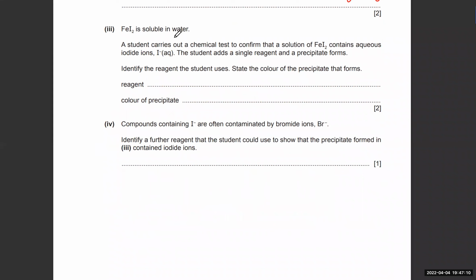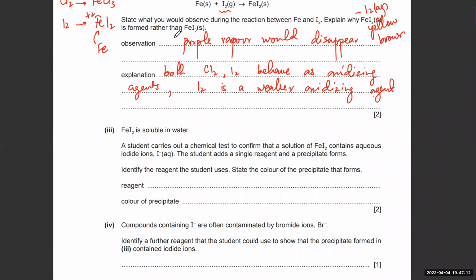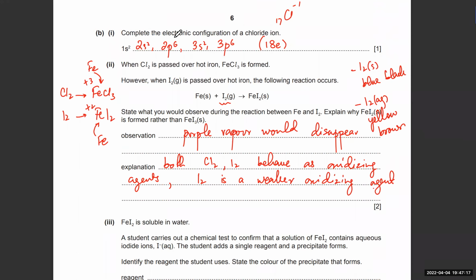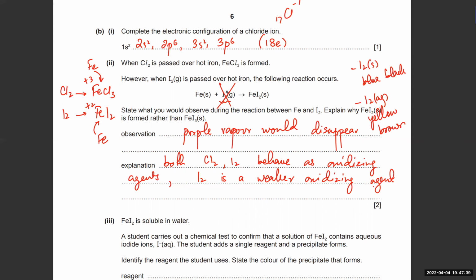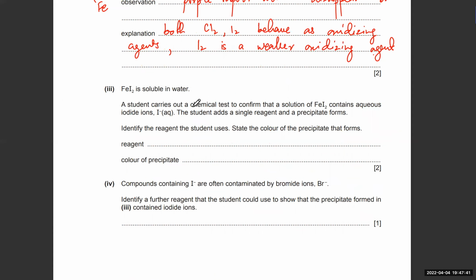FeI2 is soluble in water. In the previous question, you wrote that the purple vapor would disappear. It would disappear because you had purple vapor and then it's turning into FeI2, which is an ionic compound. FeI2 is not even a vapor. So the I2 would be gone.